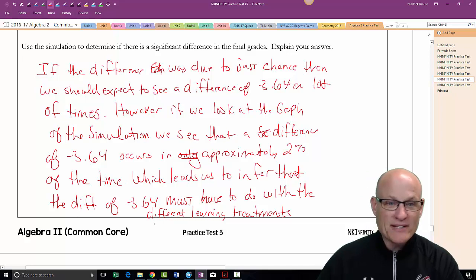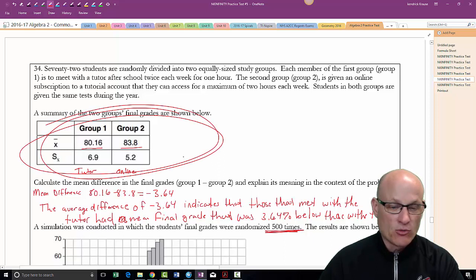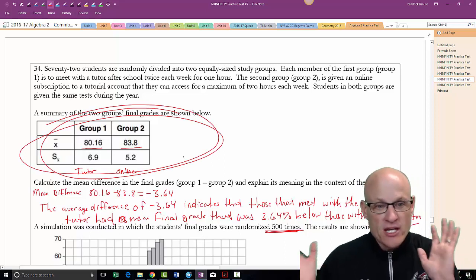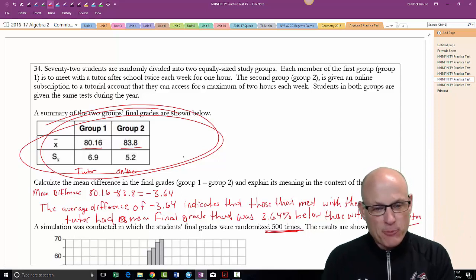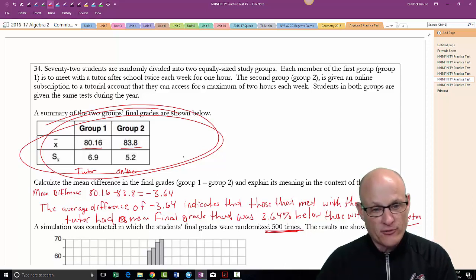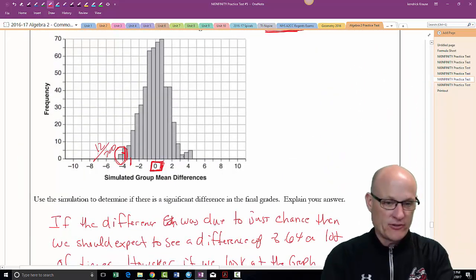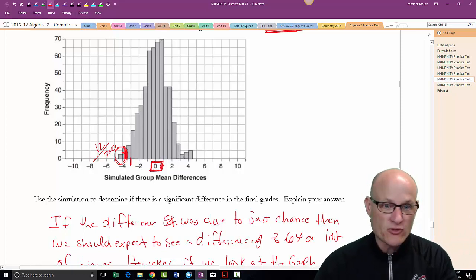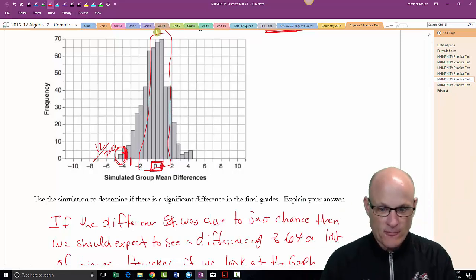Yeah, that's it. So basically here's what's going on. This is what happened in our group. Here are the two groups: the group that got the online tutor and the group that got the personal tutor. There was a 3.64% difference. On average, those that did the personal tutor scored 3.64% below the others. Now what they did was they took all the kids' grades and randomized them and got a difference of 0. And you'll see that it's mostly centered at 0, right? Take all the grades, randomize, 0.